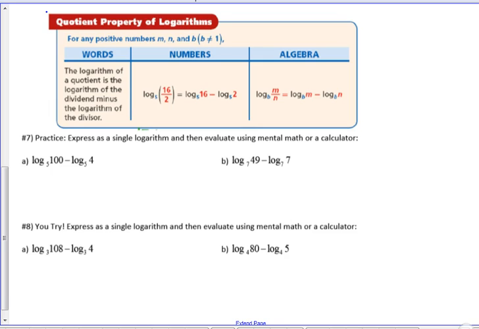The example I have for you is log base 5 of 16 over 2 can be expanded to be log base 5 of 16 minus log base 5 of 2.